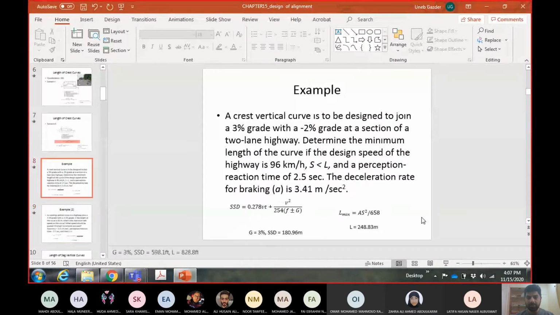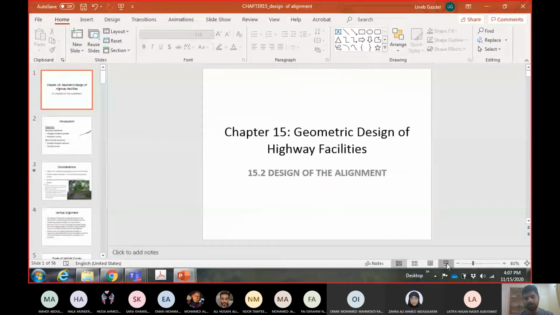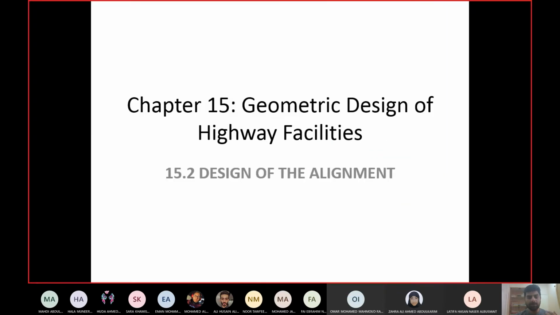Now moving on, we are still at chapter 15. We are dealing with the second part of chapter 15. So up till now we have covered highway classification and standards. Now we will cover design of alignment. This is again another part of chapter 15.